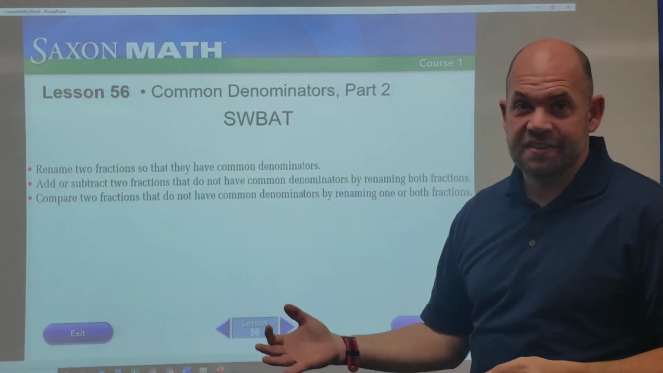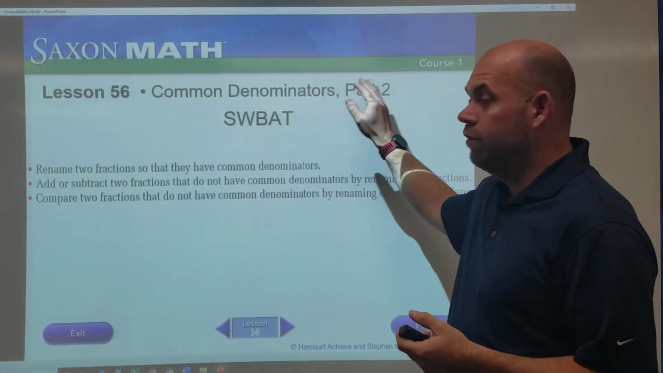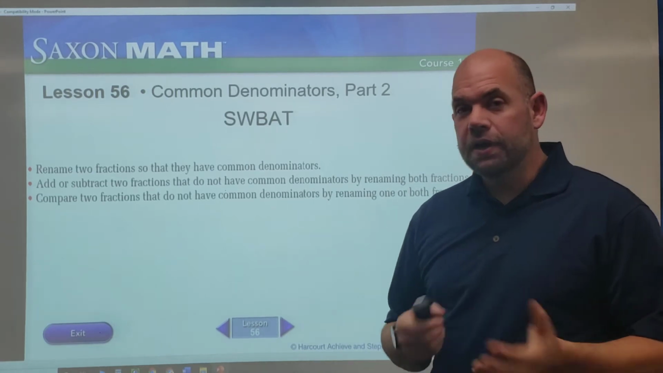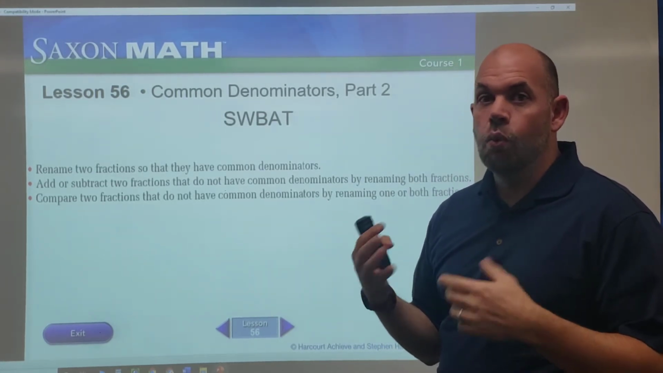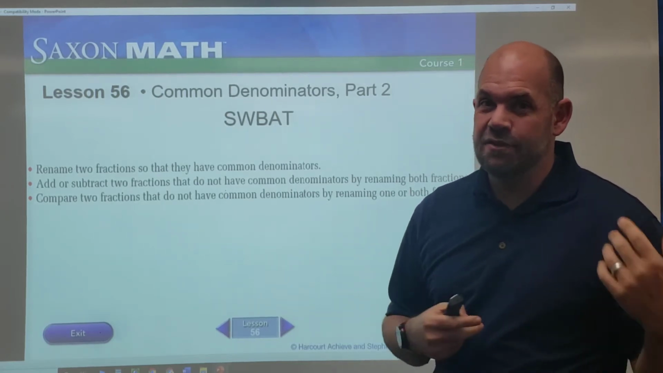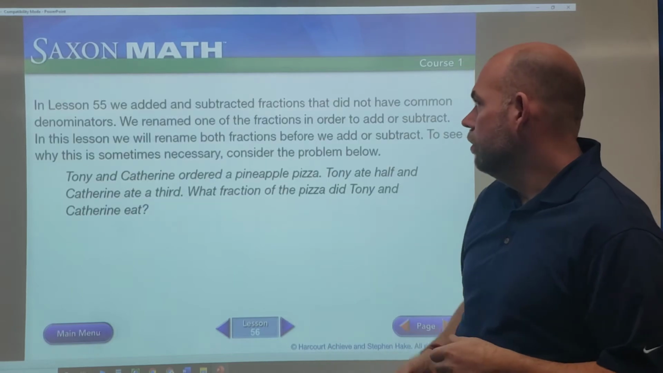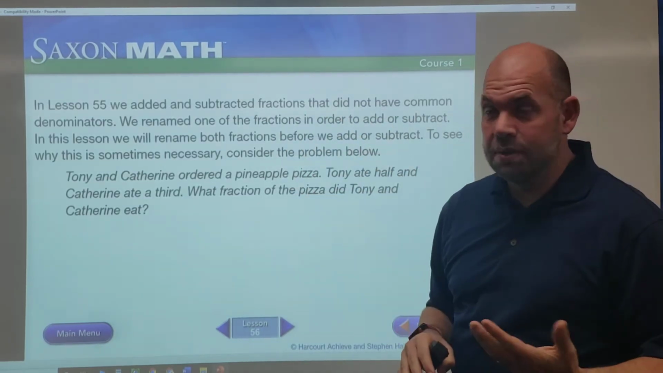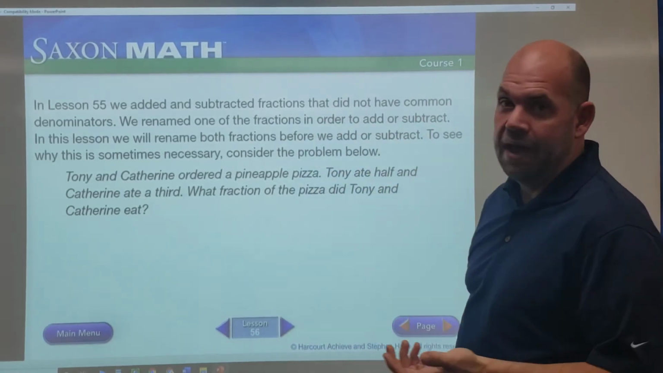Now this is just an extension of our last activity. We did Common Denominators Part 1 in Lesson 55. Now we're doing Part 2. All we're going to do on this one is, rather than having to change one of the fractions, today we're going to have to change both of the fractions to find a common denominator. In 55, we added and subtracted fractions that didn't have common denominators by renaming one of the fractions in order to add or subtract.